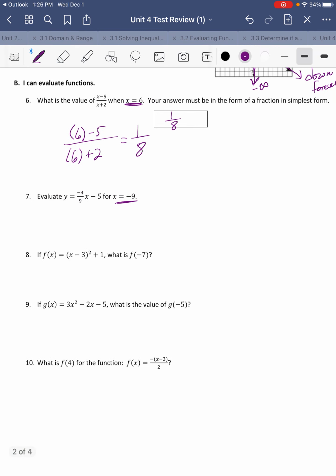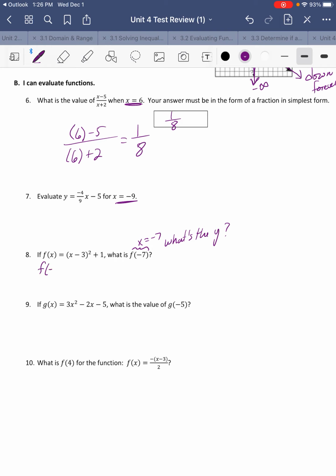For number 8, this is a different form. What this is saying is the x value equals -7, because it's typically f of x. You'll see it over here as f of x. So it's saying the x value is -7. What's the y value? That's what it's asking. In that little f of -7, that's what that means.